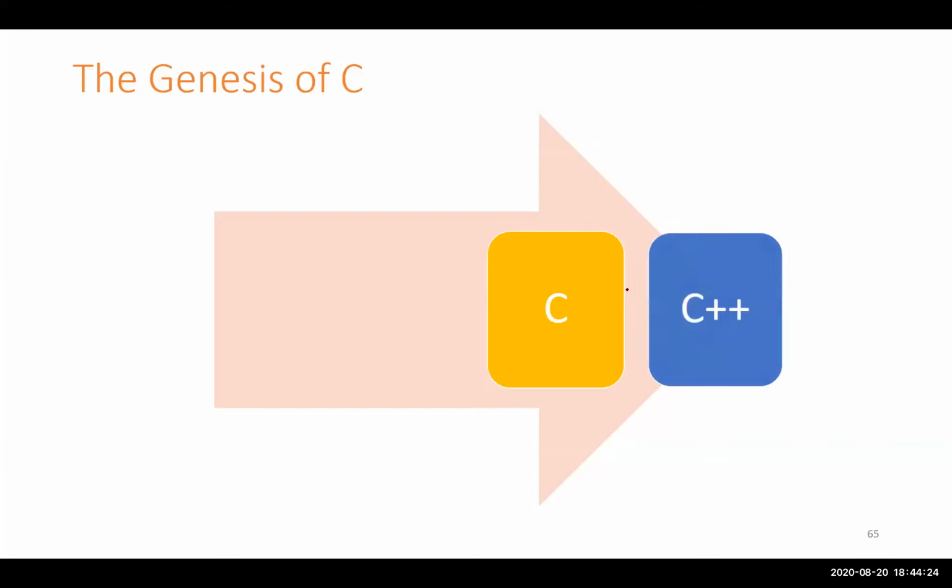Right, so what came after C is C++. Because you add on stuff to C, you become C++. What comes before C? My son will tell you B. Right, B comes before C. So what comes before B?